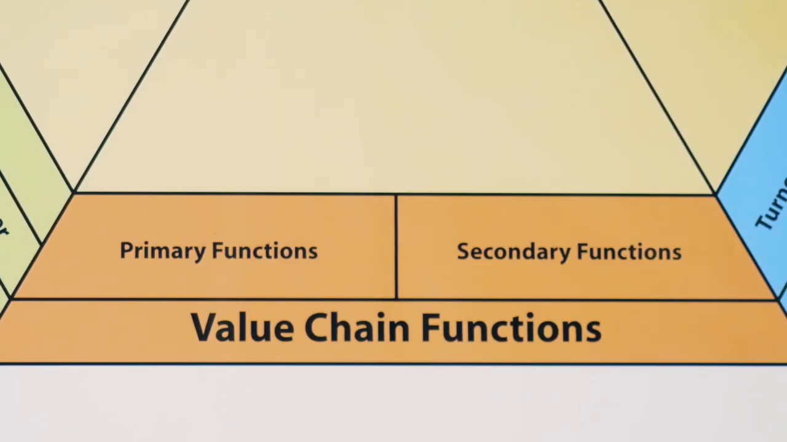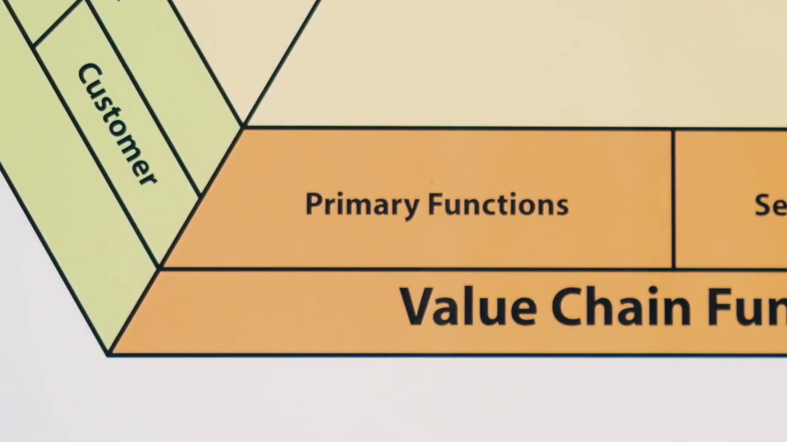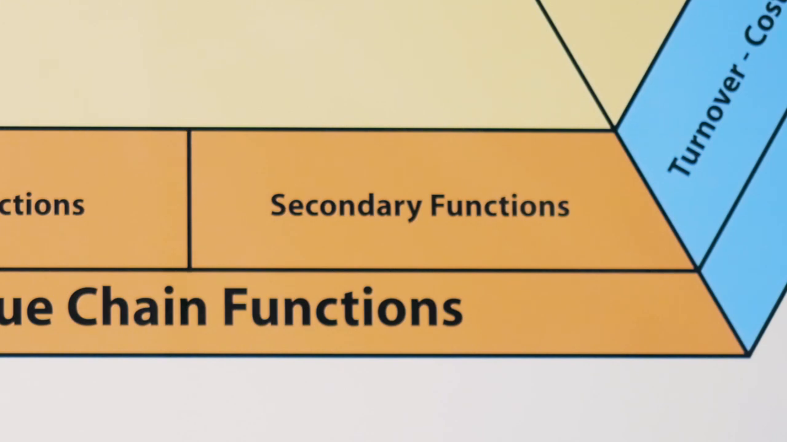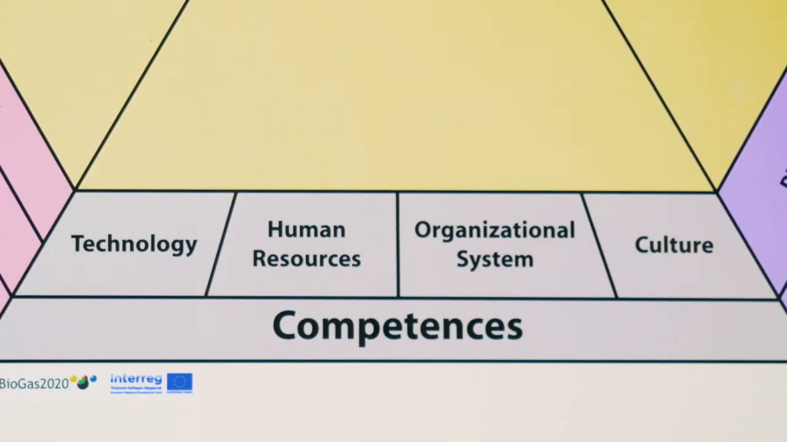Business model dimension number 3 is the value chain function. Value chain functions are functions that make it possible for business models to propose their values to users, customers, etc. Value chain functions can be sorted into primary functions, logistics, sales and service functions, and secondary functions, for example, administrative and other support functions. Business model dimension number 4 is the competences.